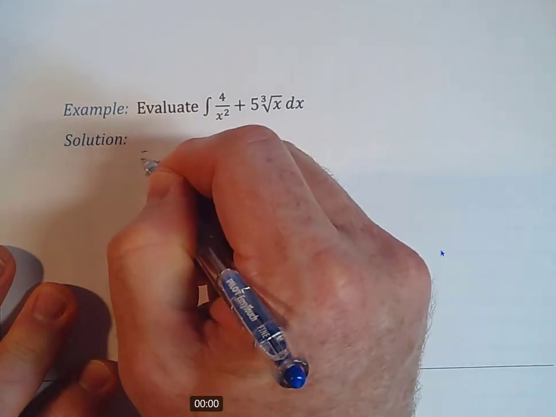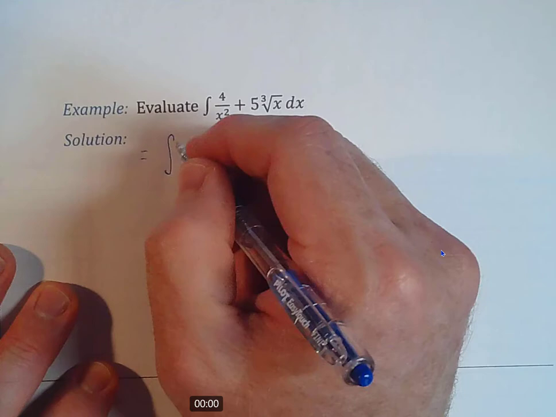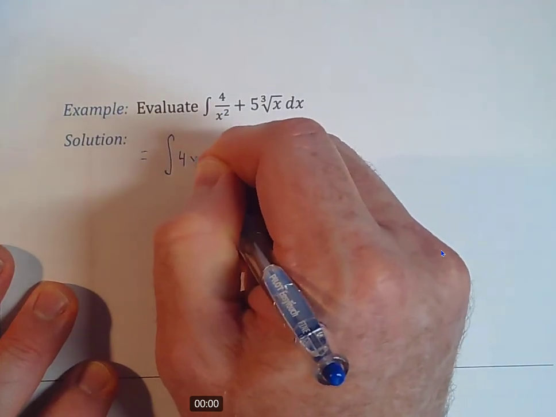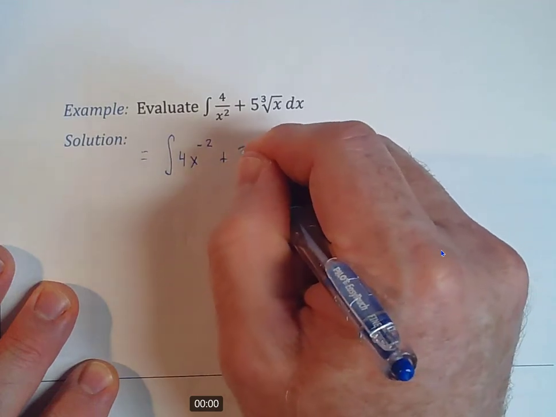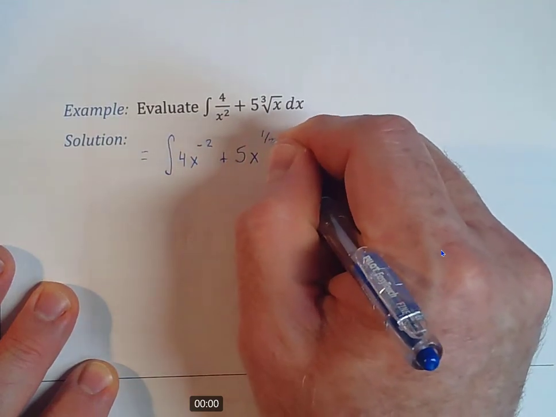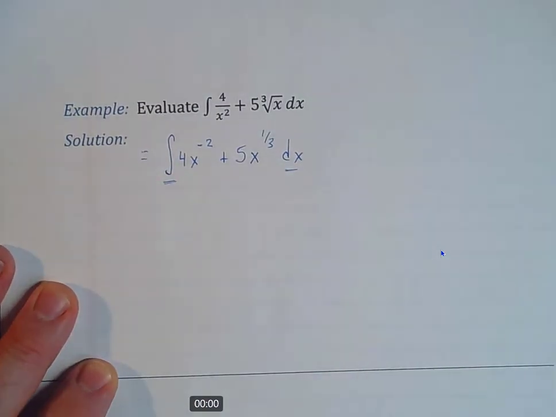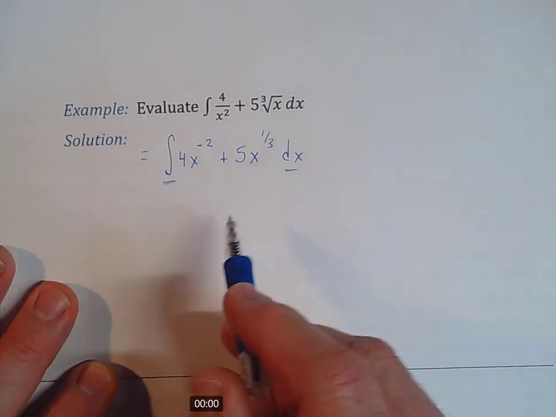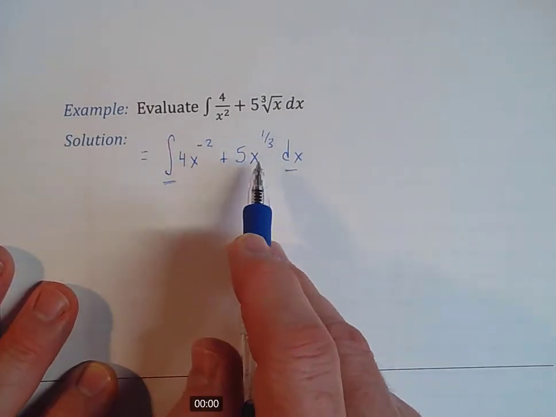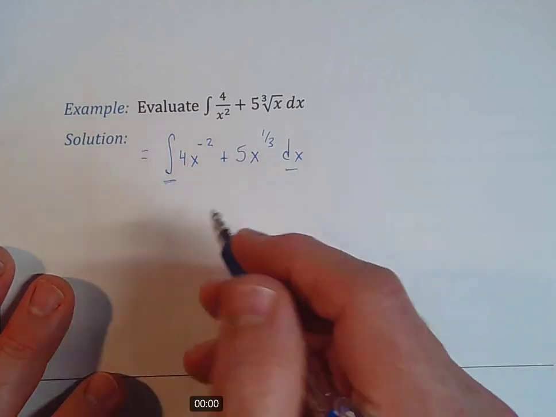So remember, we're going to keep this notation because I haven't done any calculus yet. I'm just rewriting this as 4x to the -2. And I'm going to rewrite this as 5x to the 1/3. Okay, so that elongated s and the differential has to stay there because I haven't actually done any of the calculus yet. All I've done is rewritten my function. But now I'm ready to do it. I've got this in the form that I need it in.